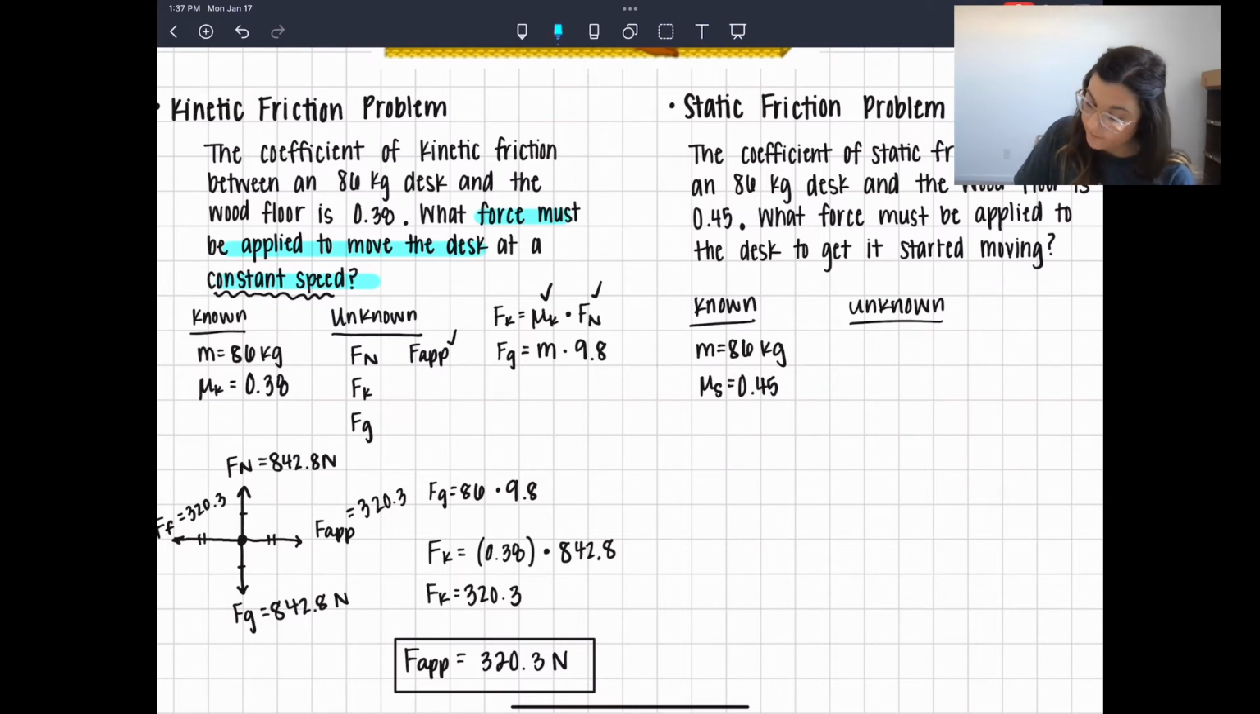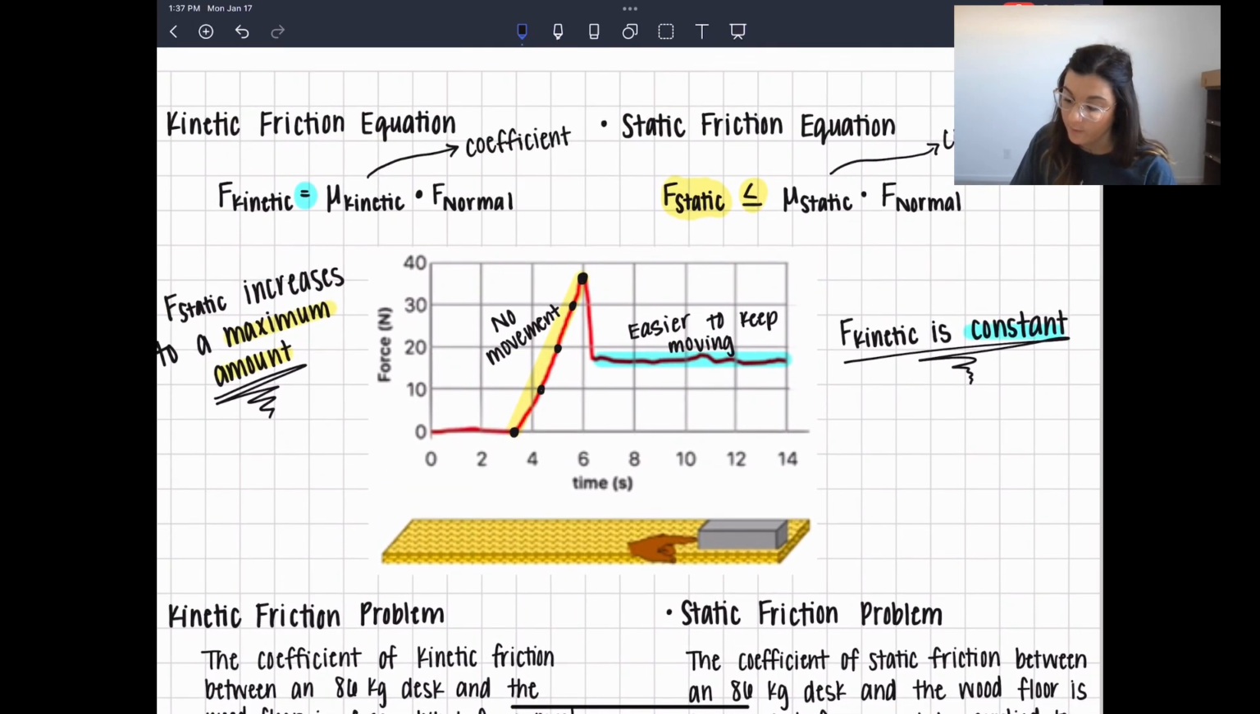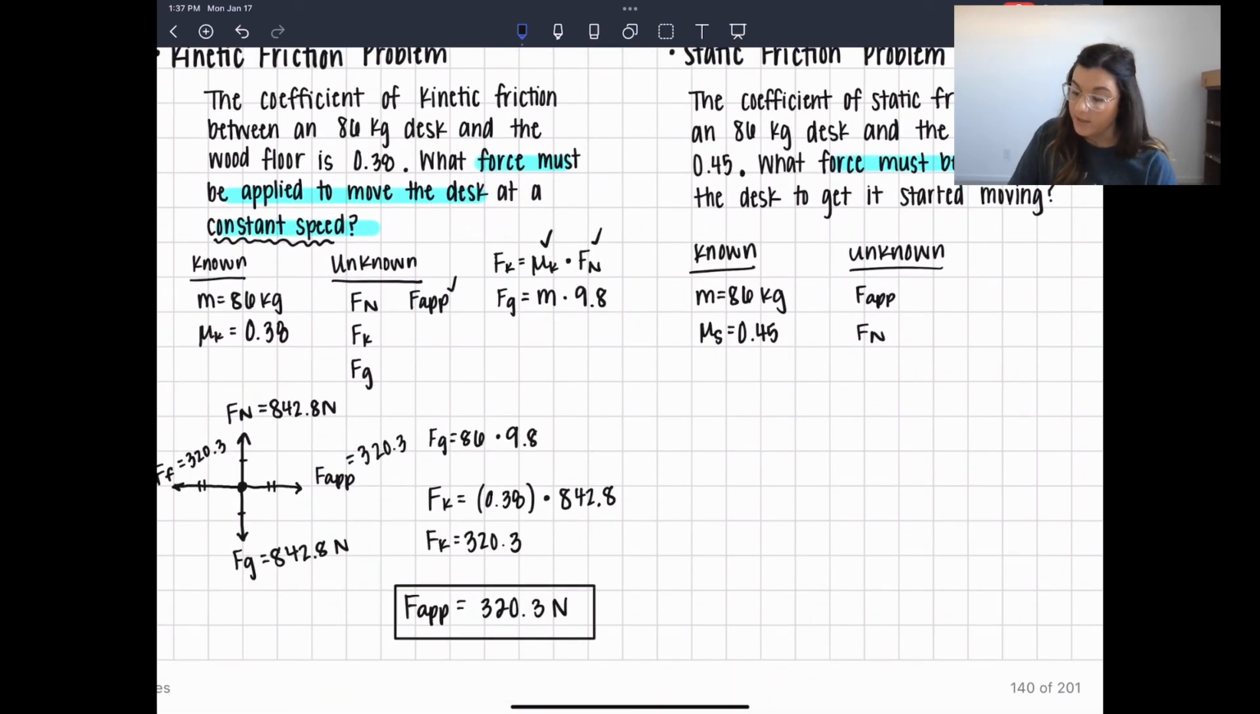They asked me to find the force applied to get the desk to start moving. So I'm definitely looking for an applied force here. They didn't give me normal force, which is something that I'm going to need for my equation. They didn't give me my weight, my force of gravity, and they did not give me my force of static friction, obviously. So I'm going to draw a force diagram.